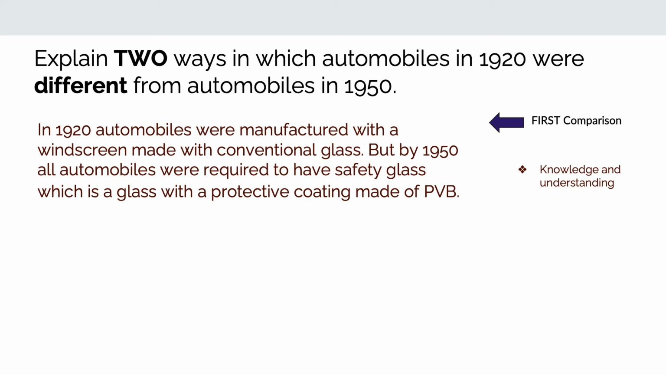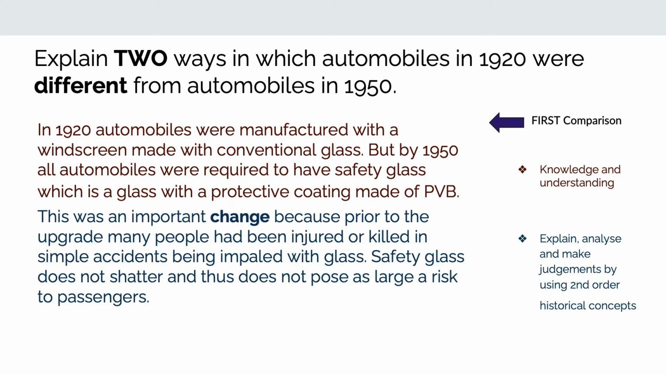So why is this change important? This is where you put in your deeper understanding. And notice I'm using my second order concept. This was an important change because prior to the upgrade, many people had been injured or killed in simple accidents, being impaled with glass. Safety glass does not shatter, and thus it does not pose as large a risk to passengers. Notice how I'm coupling the knowledge and the analysis together, and I'm using that second order concept, change, in order to show difference.